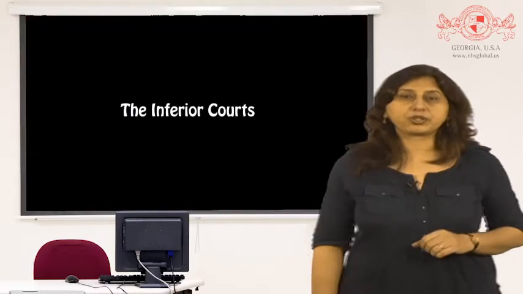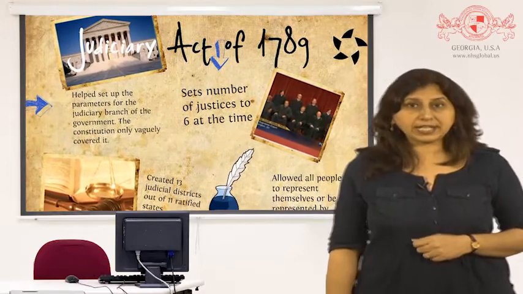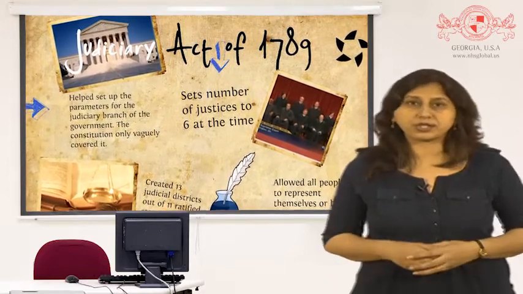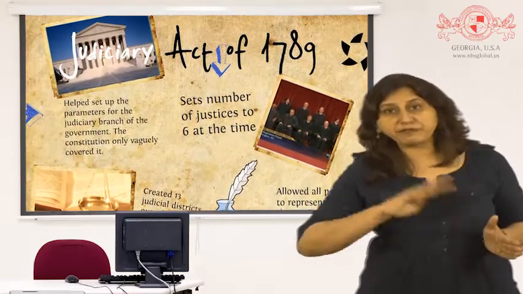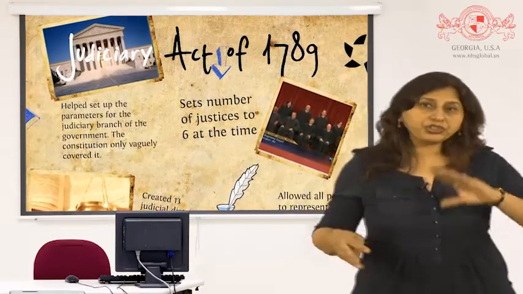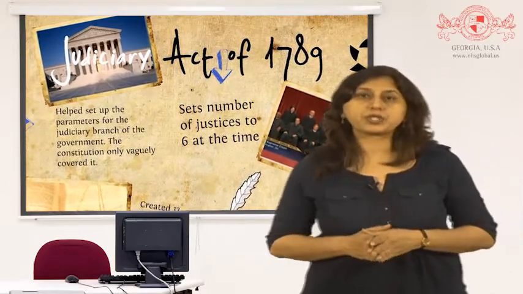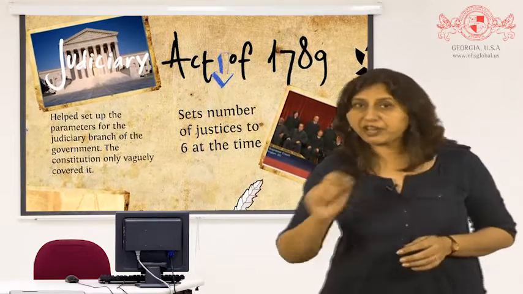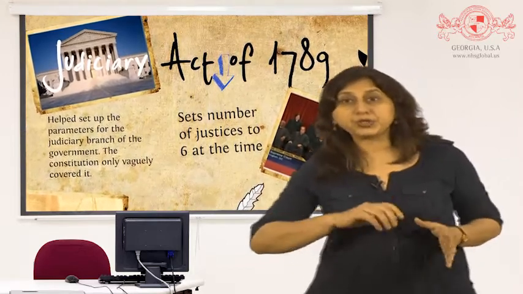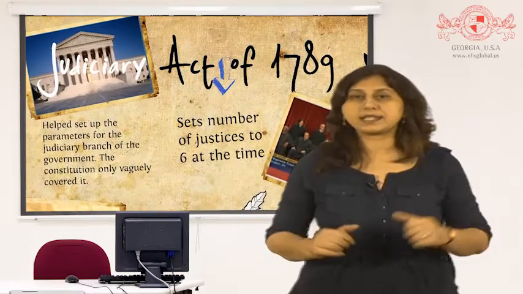The inferior courts. The Congress acted in the Judiciary Act of 1789 to create inferior courts. 13 district courts were constituted to have 4 sessions annually, and 3 circuit courts were established. The circuit courts were to consist of 2 Supreme Court justices each and 1 of the district judges, and were to gather twice annually in the various districts comprising the circuit.